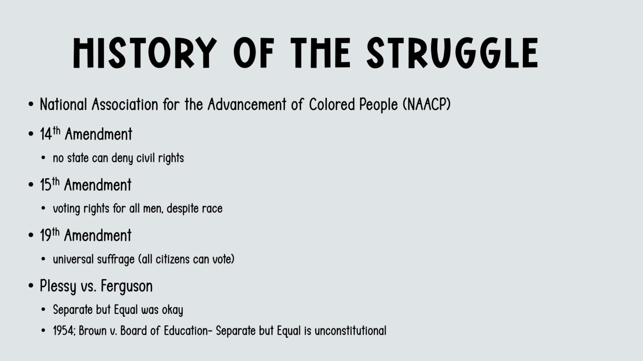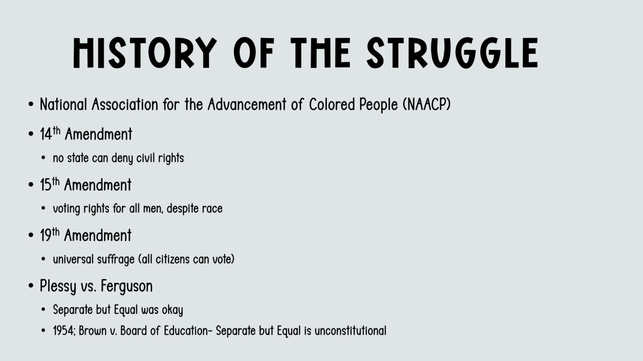The 19th Amendment, passed in 1920, finally granted women the right to vote, marking a significant milestone in the fight for universal suffrage. This amendment allowed all citizens, regardless of gender, to participate in the democratic process.